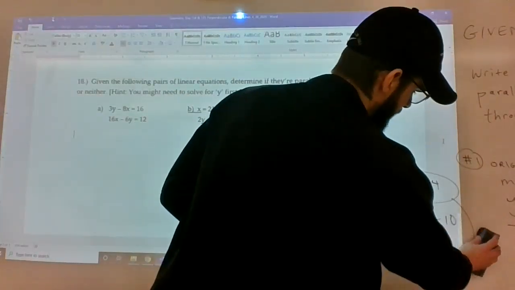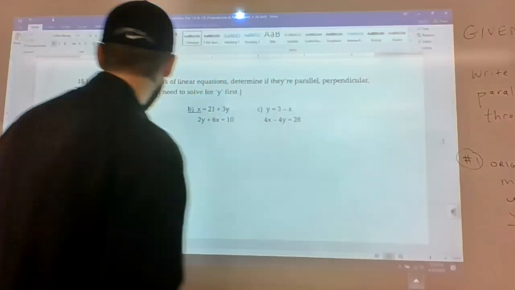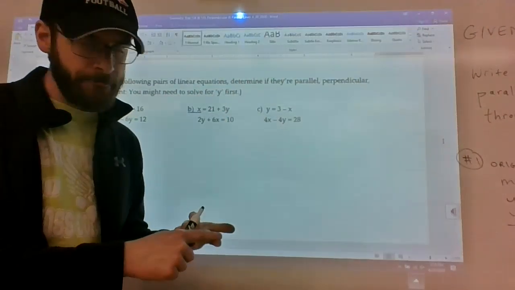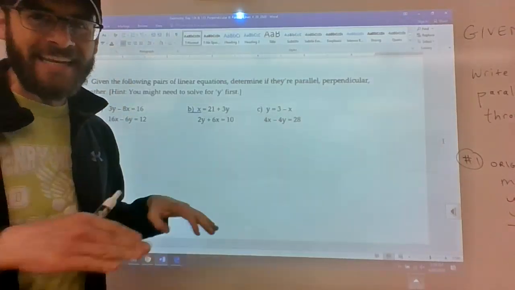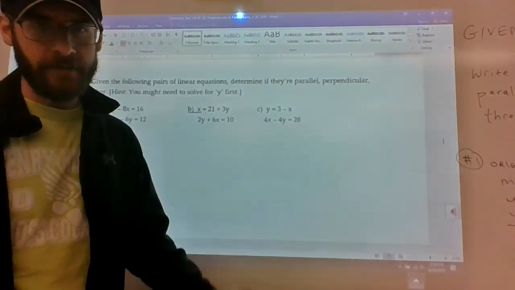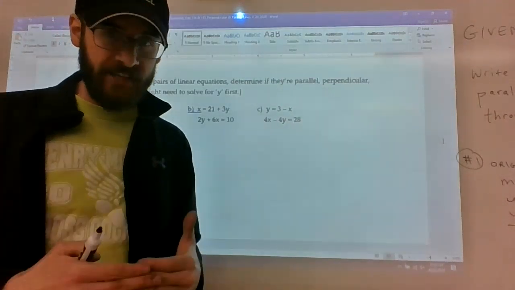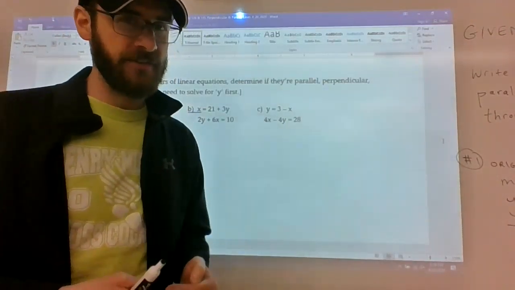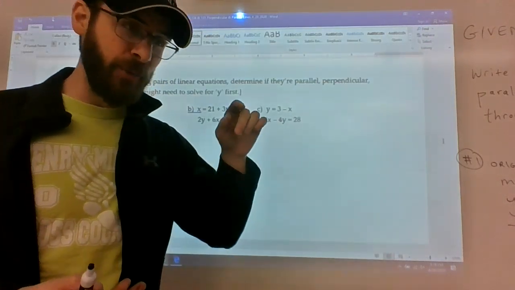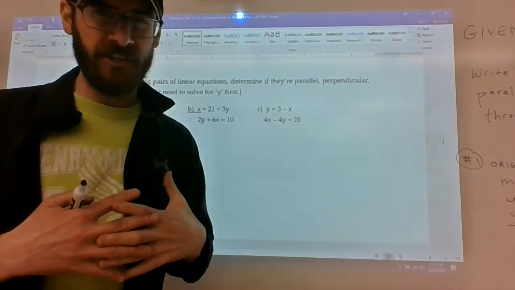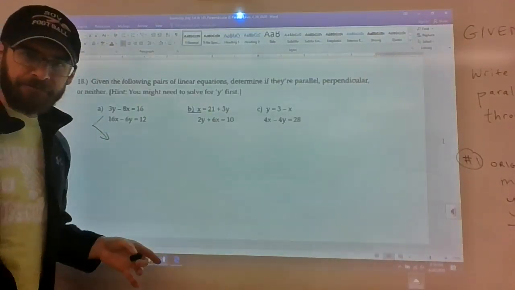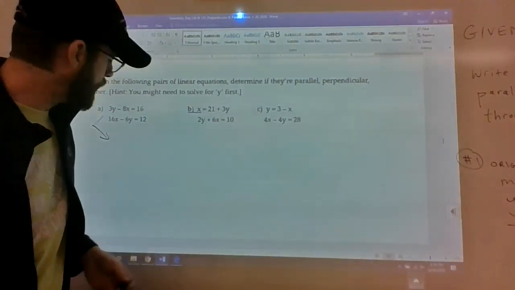All right, so here's the idea. Given the following pairs of linear equations, determine if they're parallel, perpendicular, or neither. And here's the big hint. You gotta get y by itself to make it look like the template for equations. That tells you what the m is. And that's really what you're focusing on for these. So I'm just going to do A for you guys. B and C will be a part of the homework.